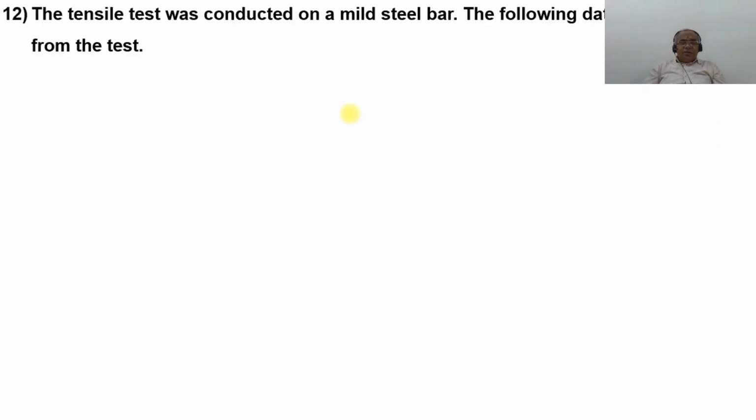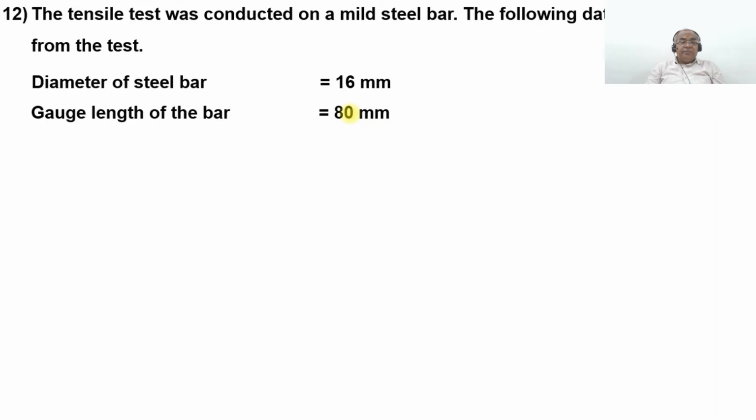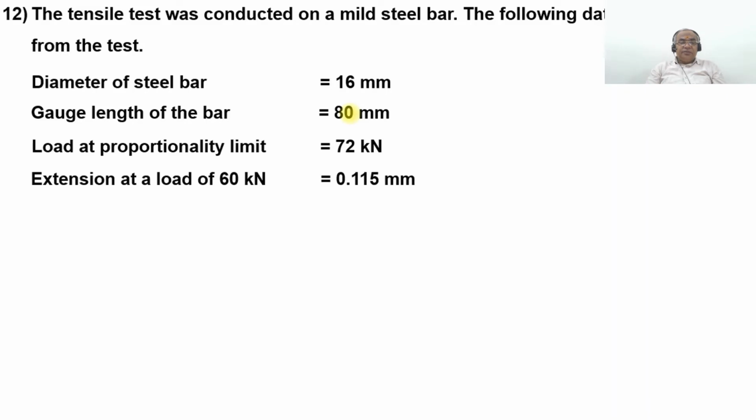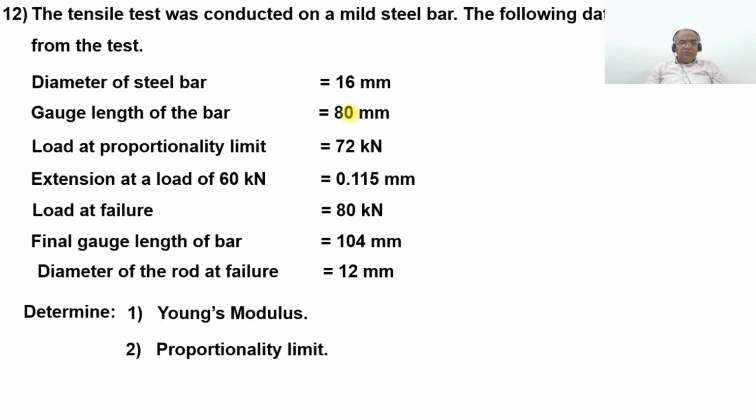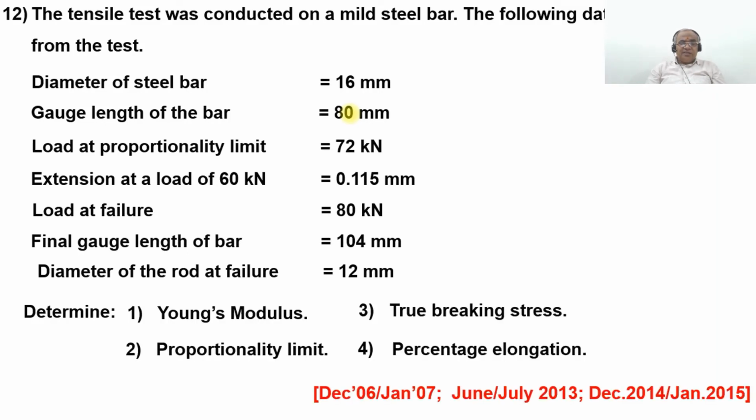Similarly, we are going to take up the next problem. Here, a tensile test was conducted on a mild steel bar. The following data was obtained from the test. The diameter of the steel bar is 16 mm. The gauge length of the bar is 80 mm. The load at proportionality limit is 72 kilonewton. The extension at a load of 60 kilonewton is 0.115. The load at failure is 80 kilonewton and the final gauge length of the bar is 104. The diameter of the rod at failure is 12 mm. Determine Young's modulus, proportionality limit, true breaking stress, and percentage elongation.